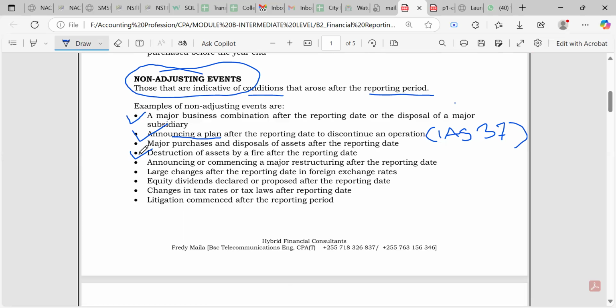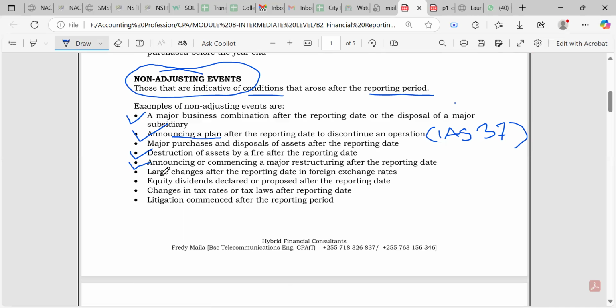Then another point here: announcing or commencing a major restructuring after the reporting date. I think this one we combine with announcing a plan on discontinuing operation. They are very, very related. I spoke of restructuring here, and here you can also see it, right?